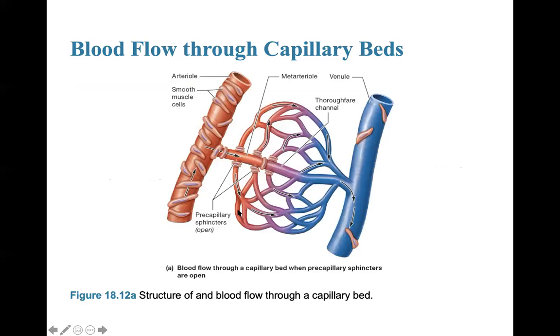So here you can see this would be a metarteriole. This is an arteriole. This would be a metarteriole here. And you can see this is the central vessel going through the capillary bed, which is going to drain into the venules here. Okay, you can see the branching in this little microcirculation network.